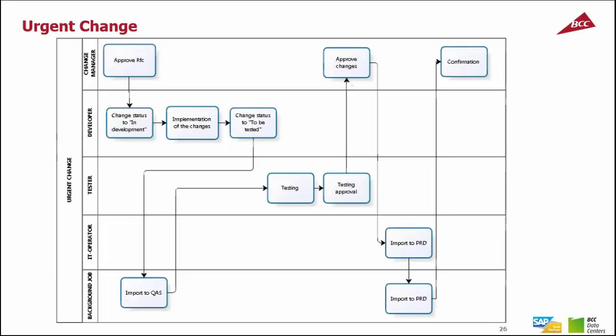This diagram is very similar to the normal change process, but there is one difference. The changes are automatically transferred to the test system, by which change processing time is reduced, and the number of actions for each processor is shortened.